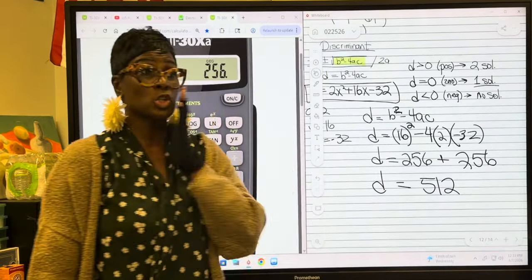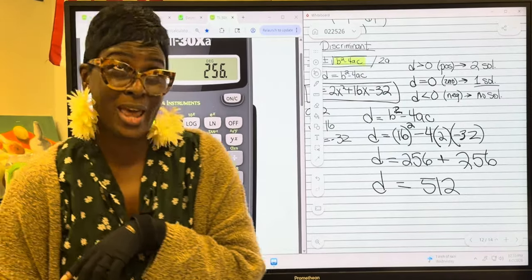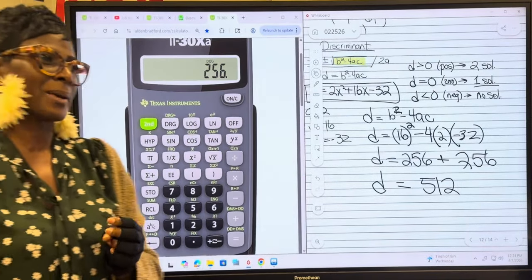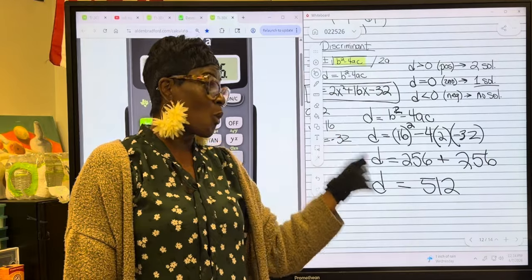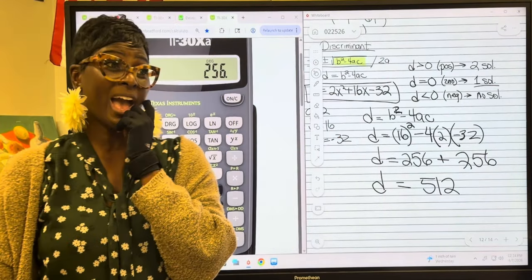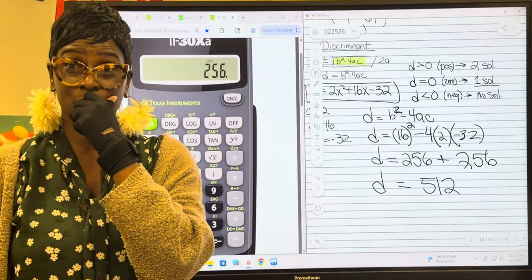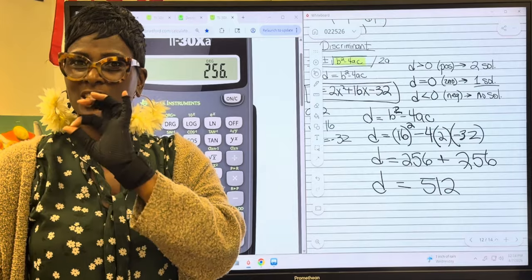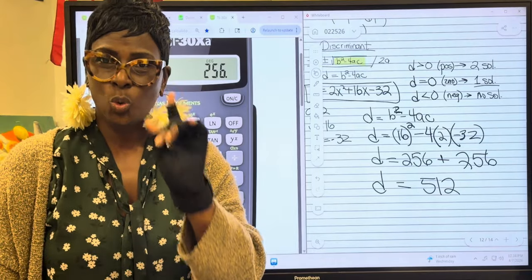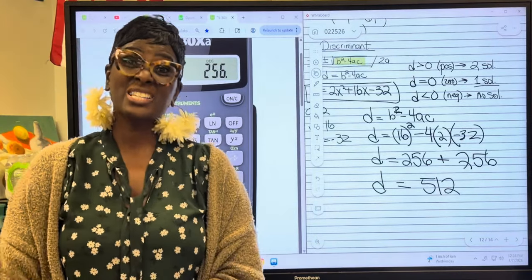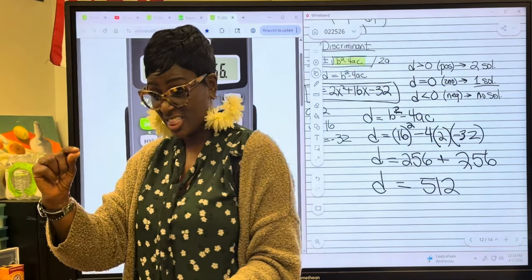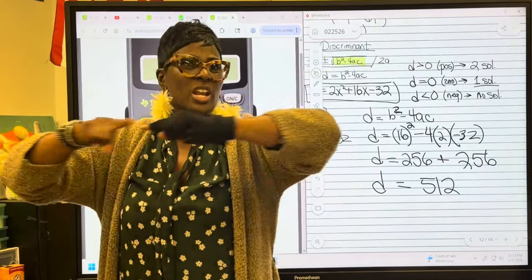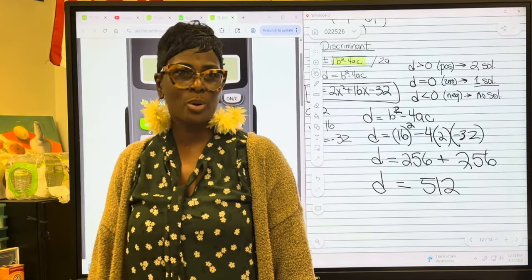Does that mean I got 512 solutions? No. Can you imagine that? The parabola hitting the x-axis 512 times? I ain't got time to count that. What does this mean? What kind of discriminant do we have? Positive, negative, or 0? Positive, which means what? Two solutions. That means this is going to hit the x-axis twice. But we knew that. Why? Because Aiden told us our vertex is sitting in the third quadrant and is U-ing up. So it's going to hit that x-axis twice. But we already knew that.